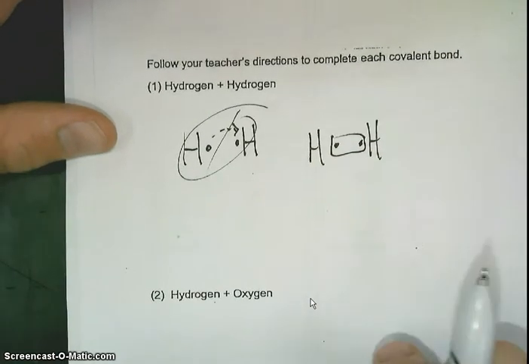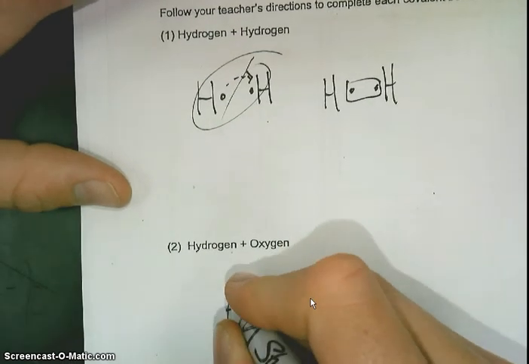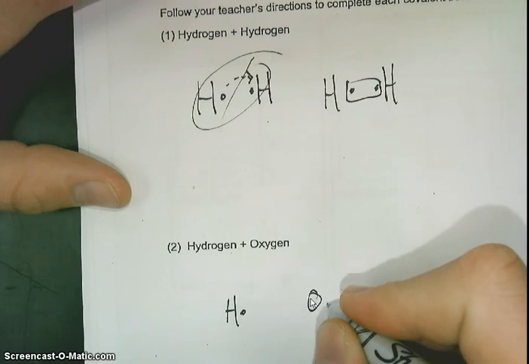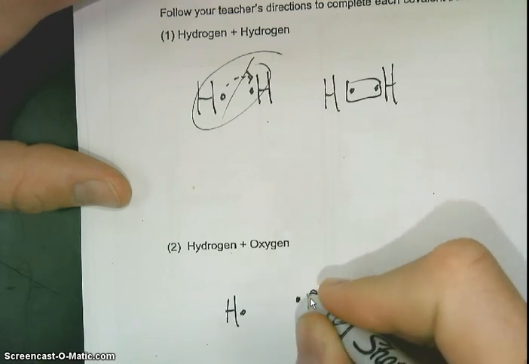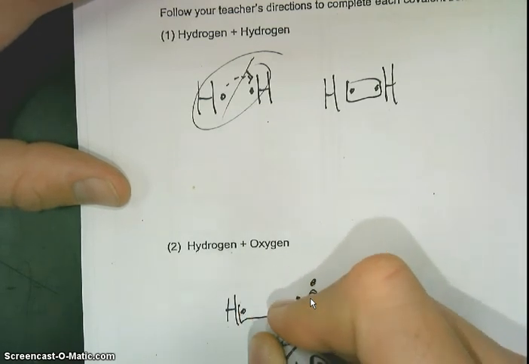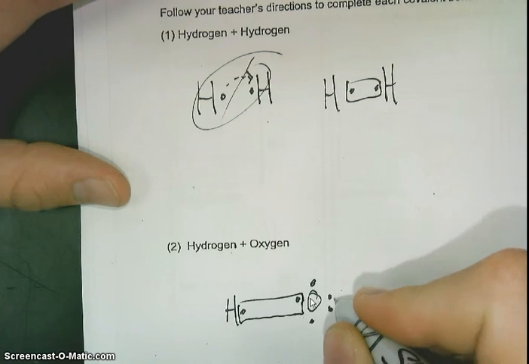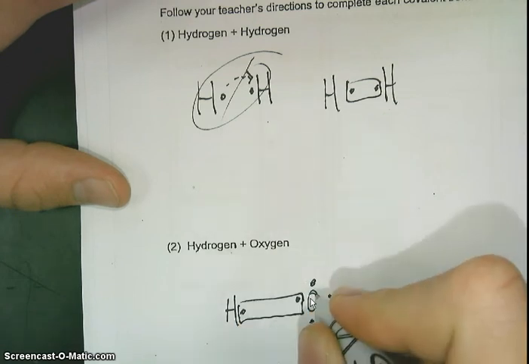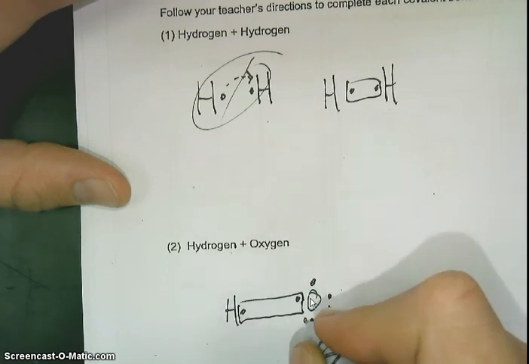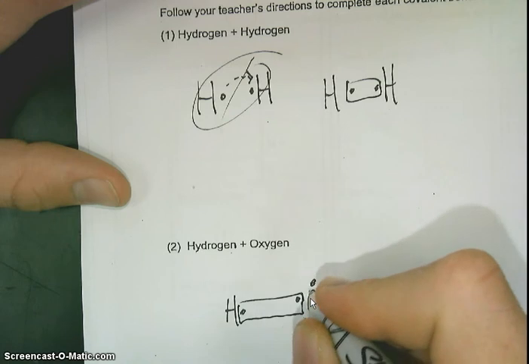Now, hydrogen and oxygen is another example. Hydrogen, again, we know has a single outer shell electron. Oxygen has 6. Hydrogen will not give it up, so instead it will share. And so I have 1, 2, 3, 4, 5, 6. Oops, I was supposed to draw another one down here. 1, 2, 3, 4, 5, 6, 7.